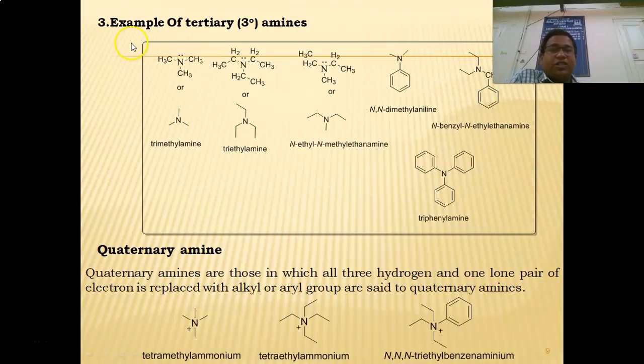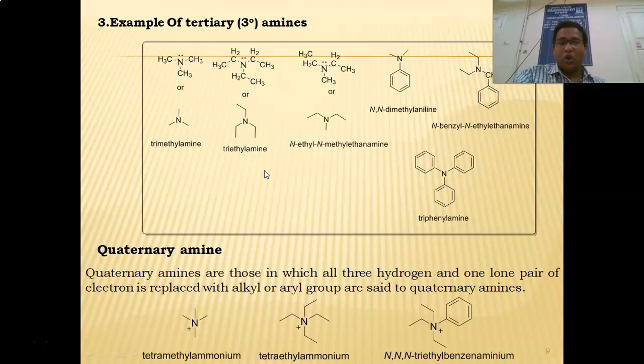Examples of tertiary amines are trimethylamine, triethylamine, N-ethyl-N-methylamine, N,N-dimethylaniline, N-benzyl, N-ethyl ethylene amine. And this is the typical example, triphenylamine.